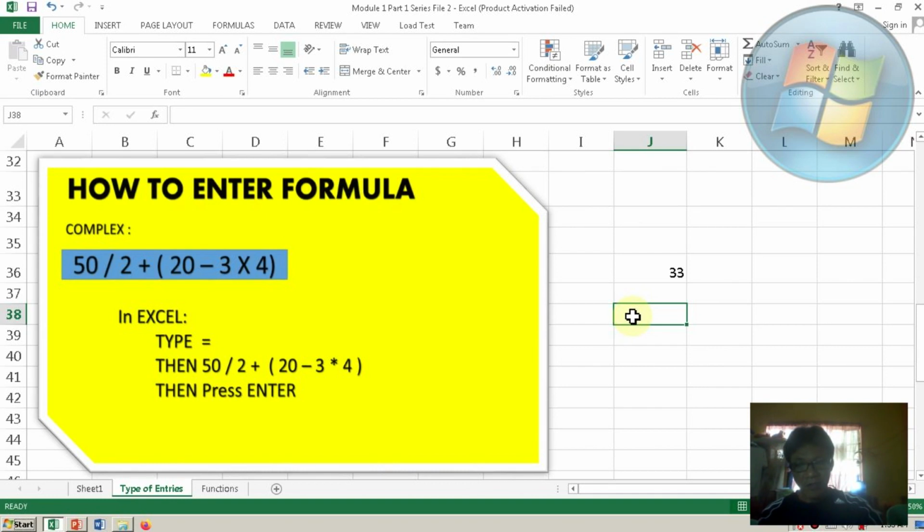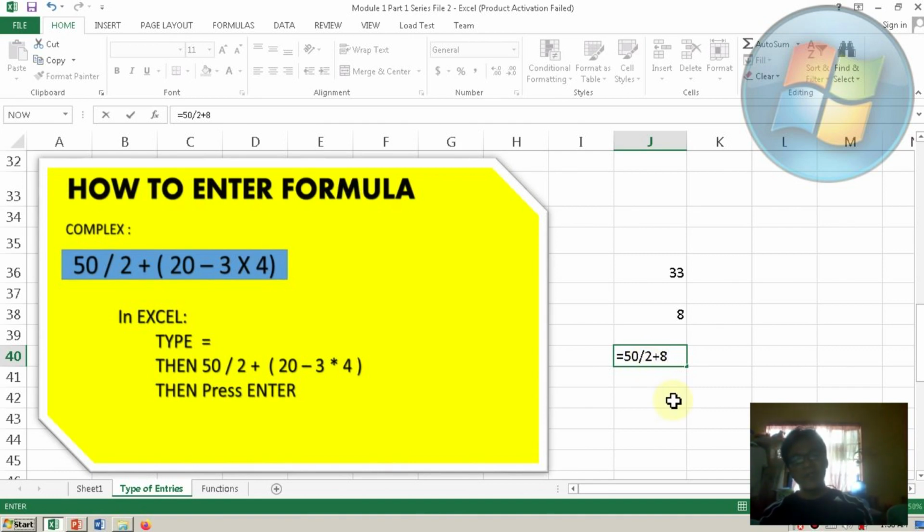Okay, so we will do the parenthesized expression first. So that's 20 subtract 3 and then multiply 4. So the result is 8. Okay, so that will be the result of the calculation of the parenthesized expression. Now that 8 will be used in the outside expression. So the value 8, say 50 divided by 2 plus 8.